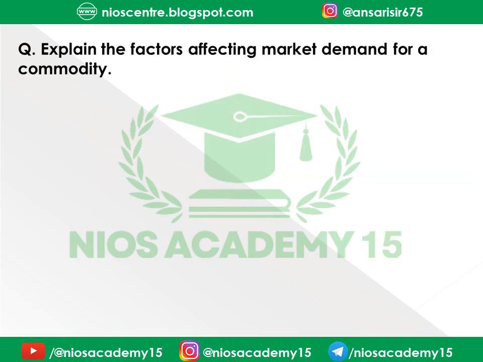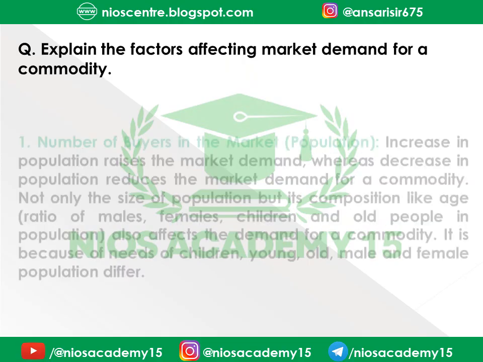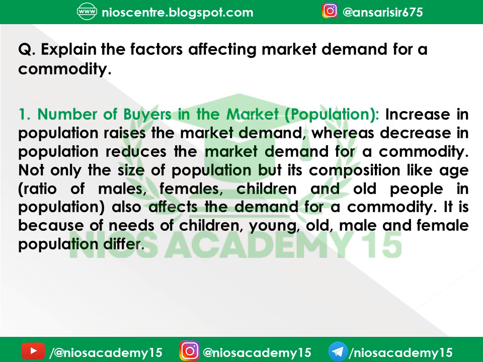Next important question is: explain the factors affecting market demand for a commodity. And the answer is, first point is number of buyers in the market. Increase in population raises the market demand, whereas decrease in population reduces the market demand for a commodity. Not only the size of population but its composition like age also affects the demand for a commodity. It is because the needs of children, young, old, male and female population differ.